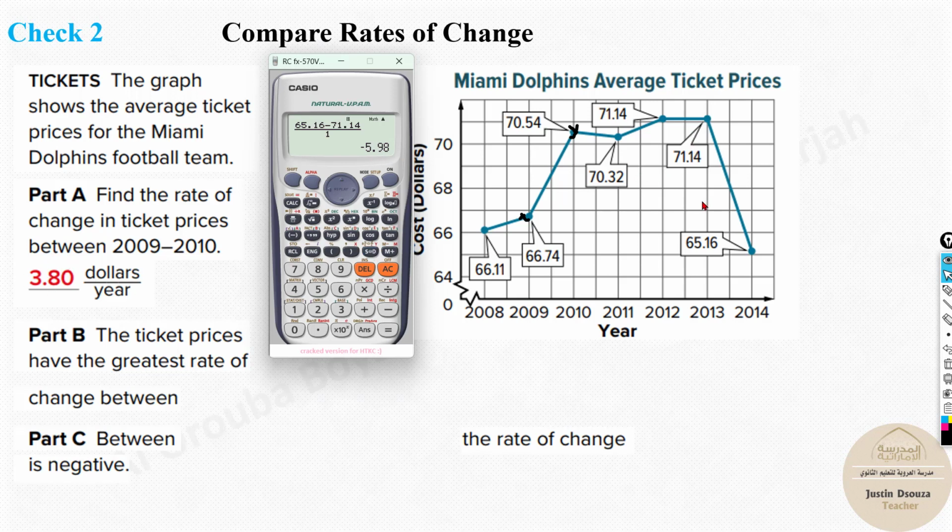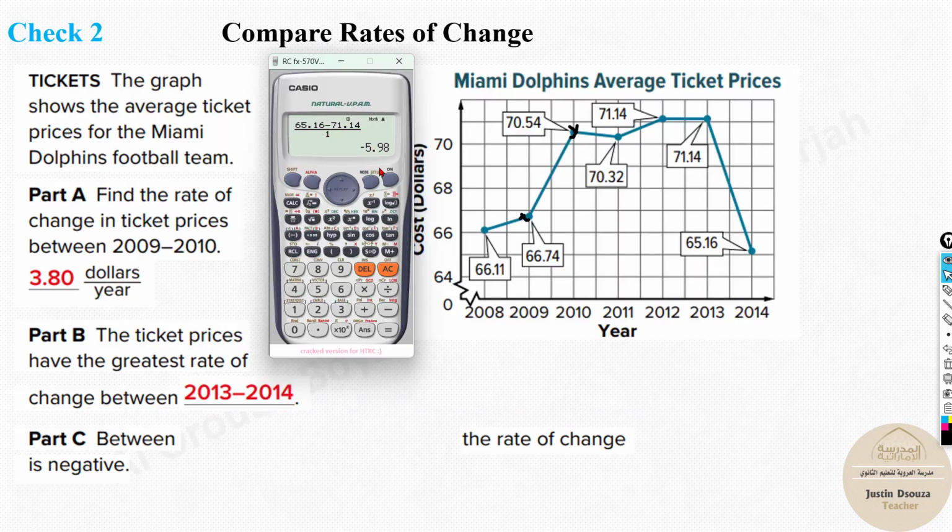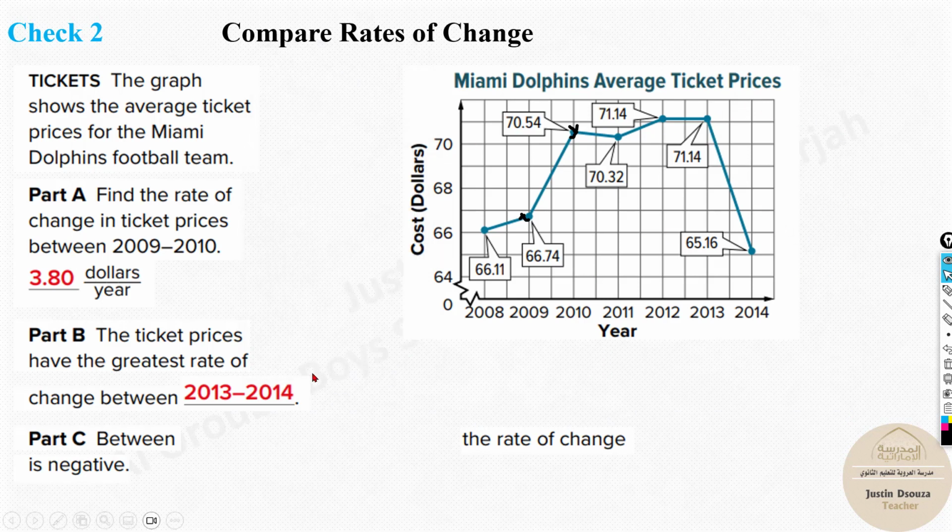Why did I jump to this last value? Look at the graph. Here there is an increase, but this is a very high increase, and this is a very steep decrease, steep in the sense very sharp decrease. Now rate of change doesn't mean positive or negative. It doesn't matter. All that it means is which is the highest value. So here you can see it is from 2013 to 2014, because we are getting a decrease of 5.96, nearly $6 decrease just in 1 year.